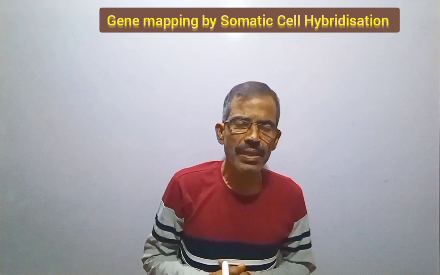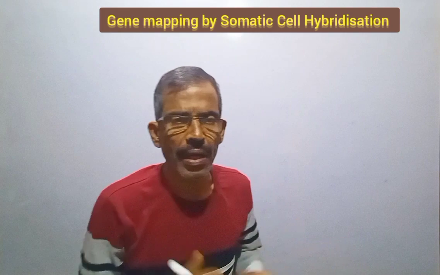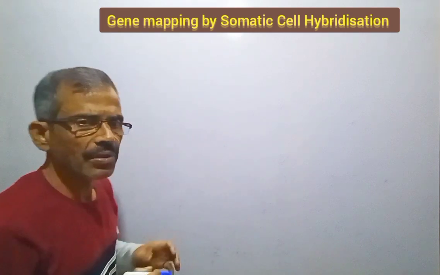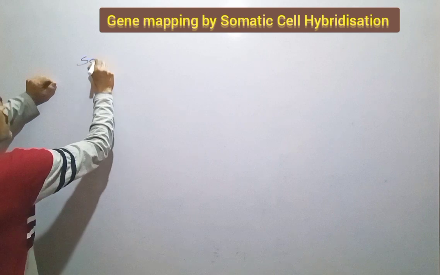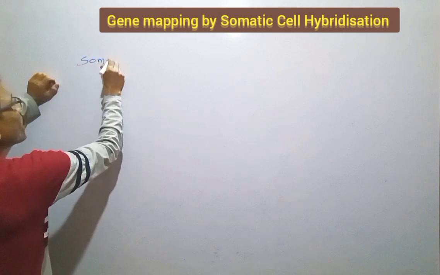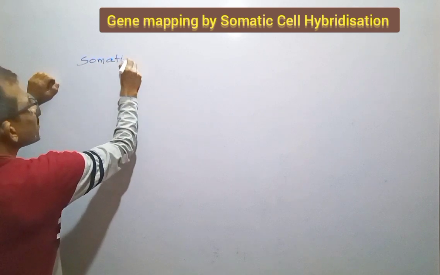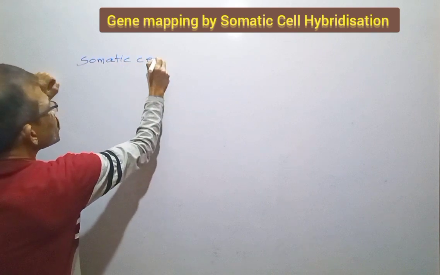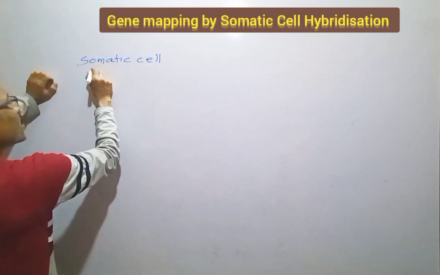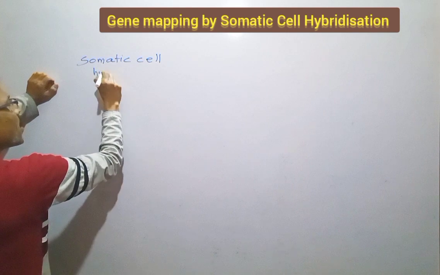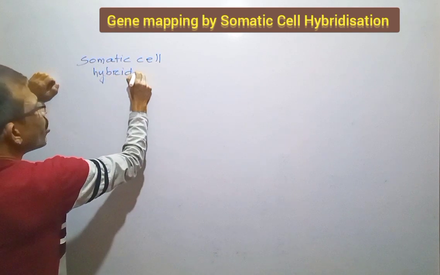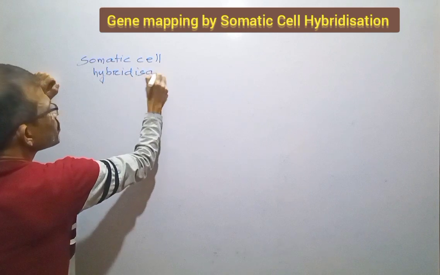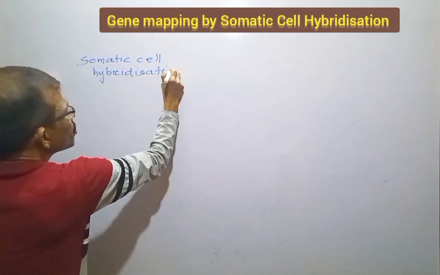Today we shall discuss gene mapping by somatic cell hybridization. In addition to deletion mapping, genes can also be mapped by somatic cell hybridization, which involves the fusion of different types of somatic cells.